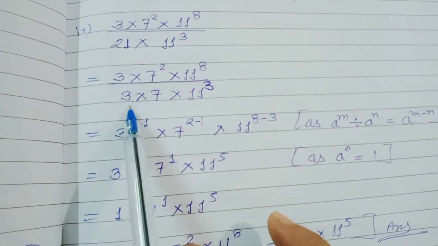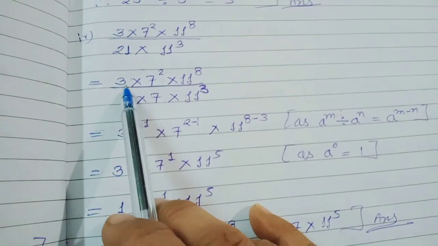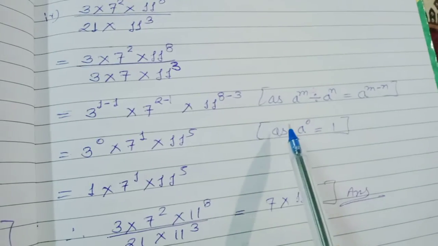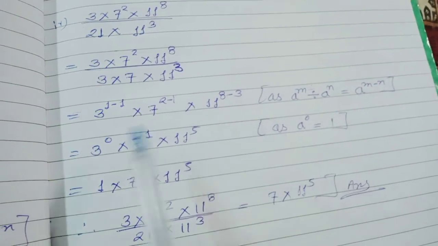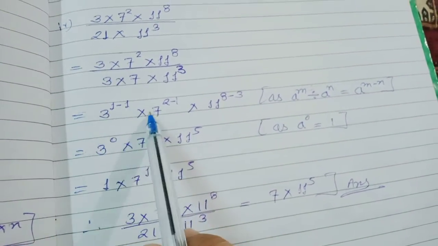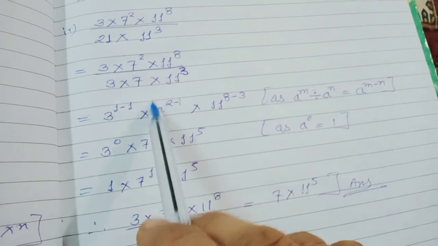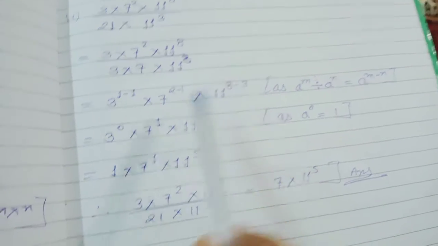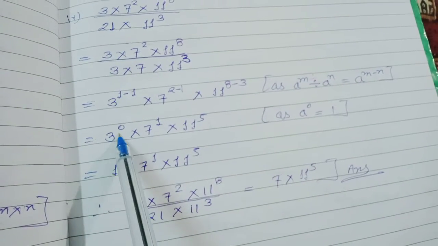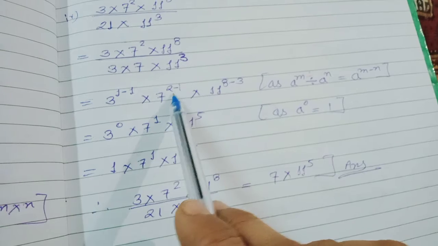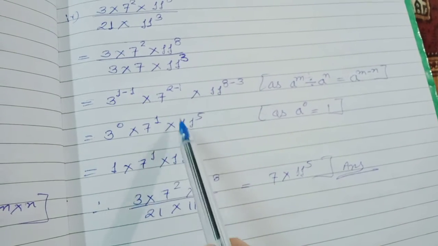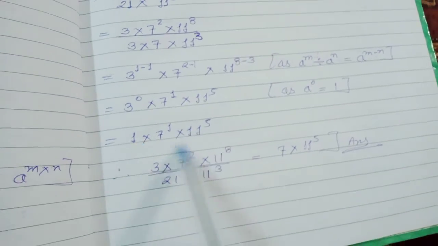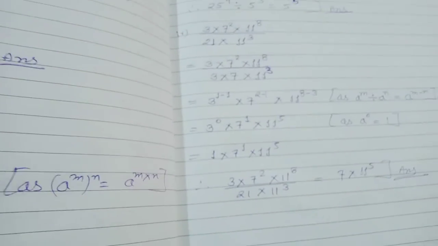For the rest, 3 upon 3, the power of 3 is 1, and here also it is 1. So both are in division, so we will apply the division formula for the exponents. It becomes 3 to the power 1 minus 1 into 7 to the power 2 minus 1 into 11 to the power 8 minus 3. 1 minus 1 will be 0, so it is 3 to the power 0 into 7 to the power 2 minus 1 will be 1 into 8 minus 3 will be 5, so it is 11 to the power 5. So this is the answer.